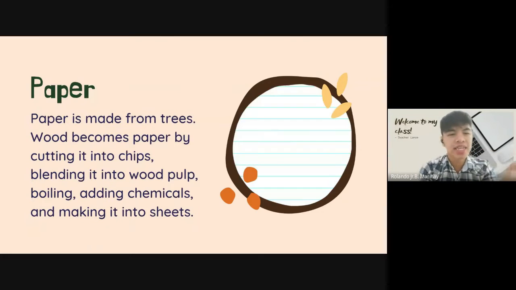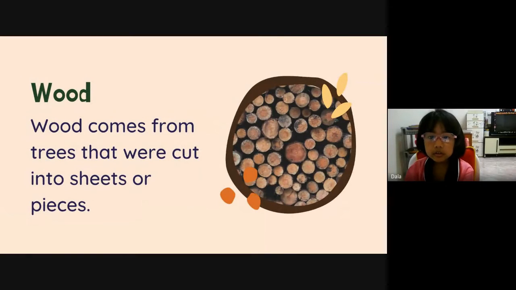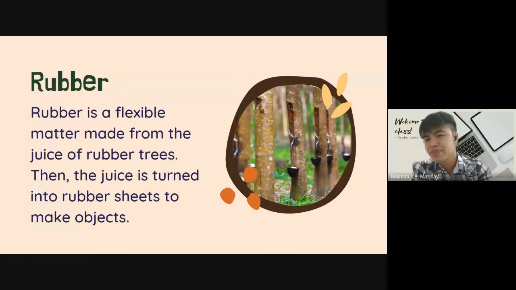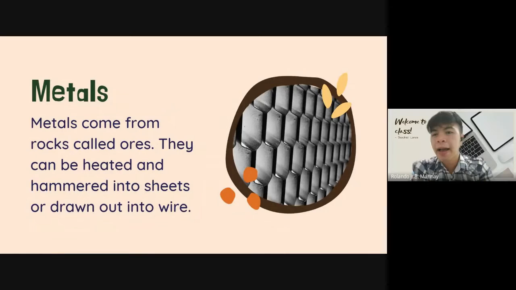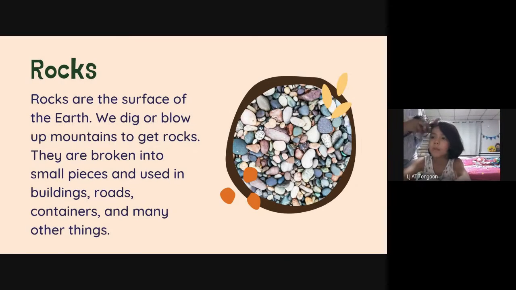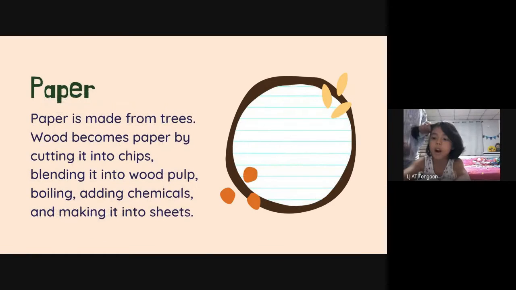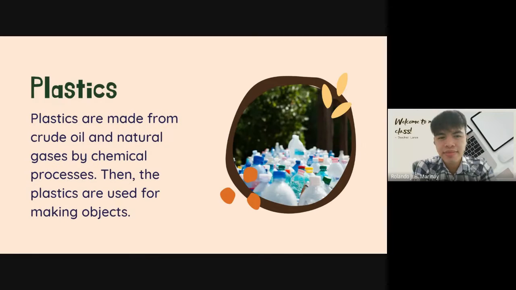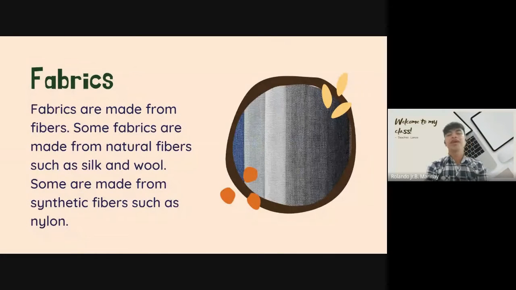Let's go back again. Let's review the words. What's this, everybody? Wood. Very good. What about this one? Rubber. And this one? Metal. Very good. And this one? Rocks. And then what's this? Paper and plastics. Good job.